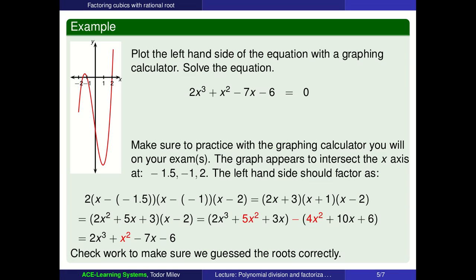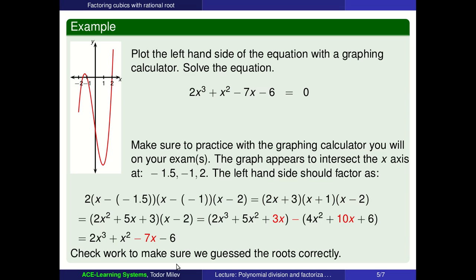Next, I'm ready to combine. I copy 2x cubed here. Next, 5x squared minus 4x squared equals x squared. 3x minus, please pay attention, there is a minus in here. So 3x minus 10x is negative 7. And finally, I have minus 6. Please do not forget the minus. Okay.